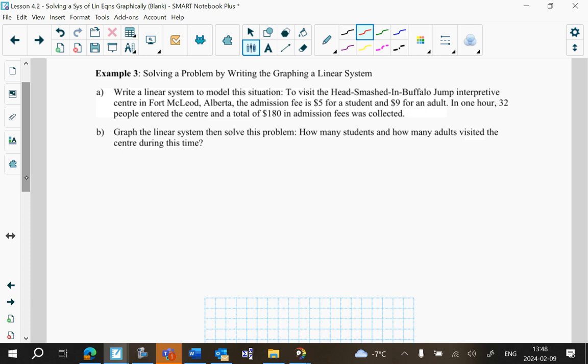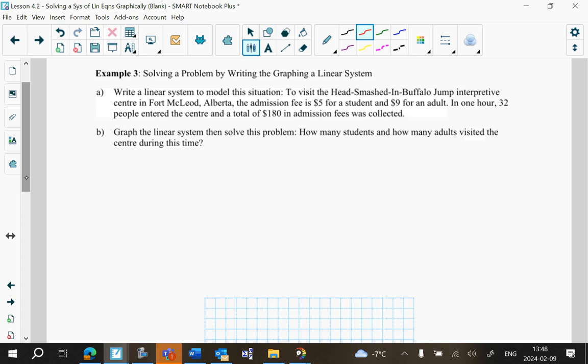So there's a place in Alberta called Head Smashed in Buffalo Jump. That's what it's called. It's a place where bison roam. Yeah, that's just what it's called. I mean, that's a lot of Indigenous names or things like that. Okay.